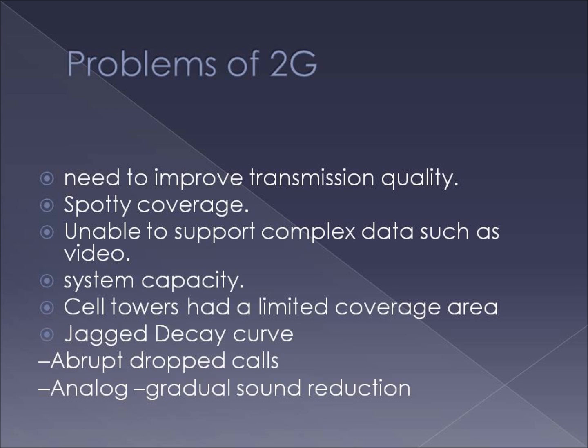So problems we had with 2G: we needed better transmission quality. Coverage was too spotty. It wasn't widespread. It was unable to support complex data such as videos and large file sharing. And we still had dropped calls, a big issue with 2G.